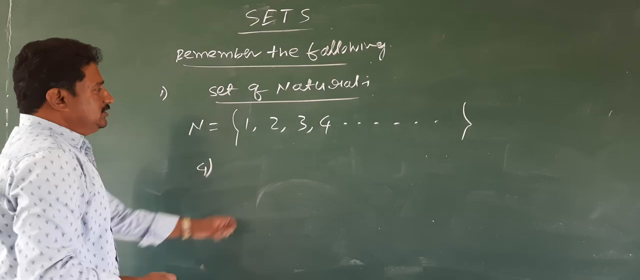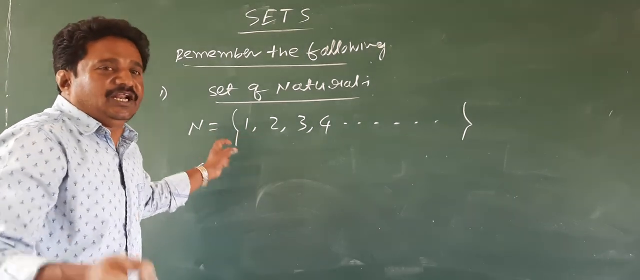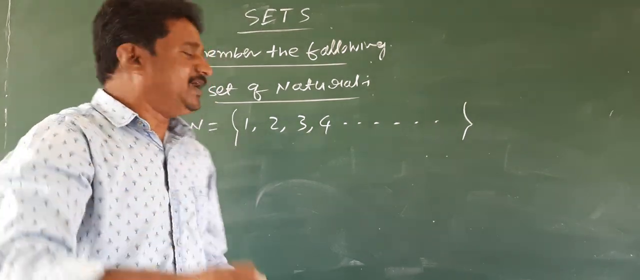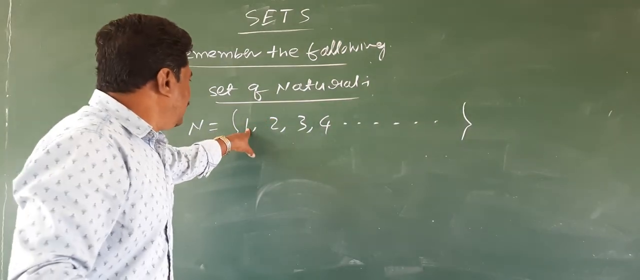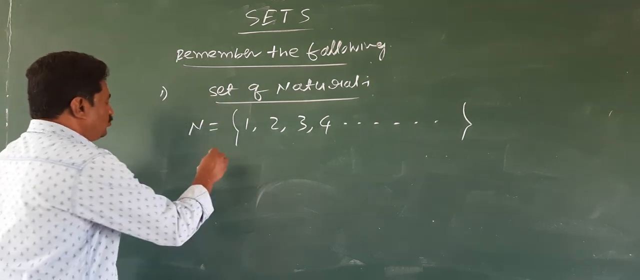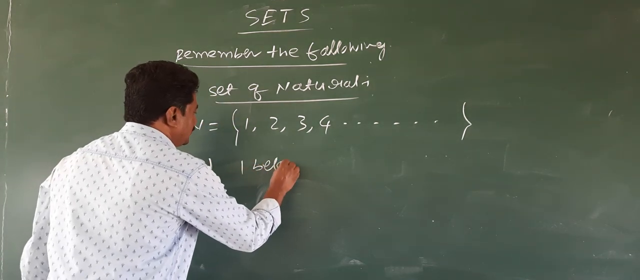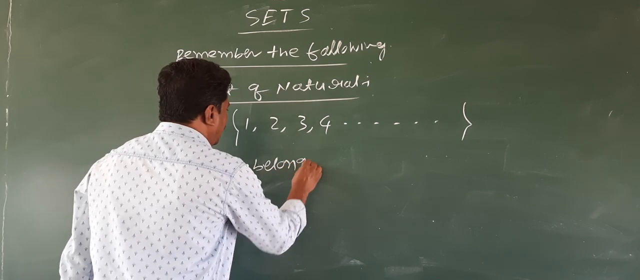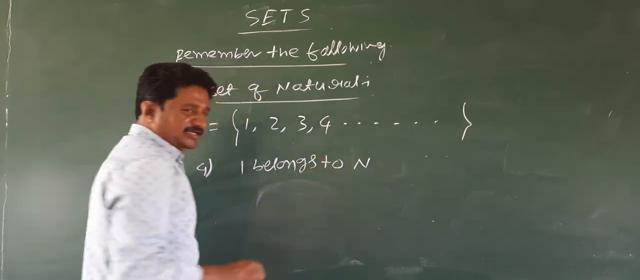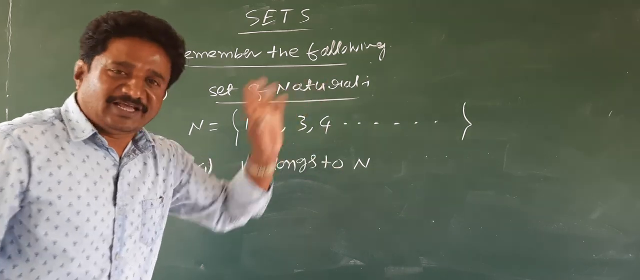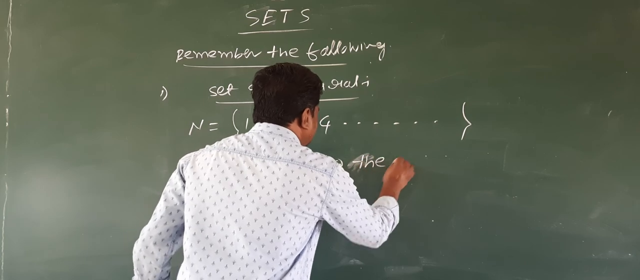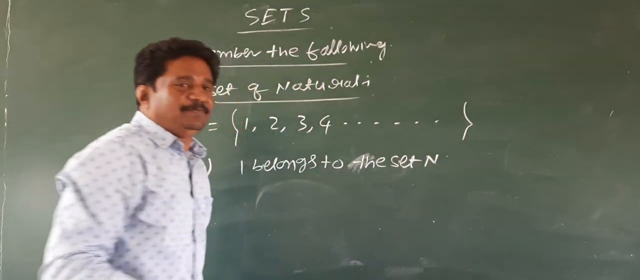Point number 4: another set, element 2. Is this one the number one element of the set? Yes. So, one belongs to N. One belongs to the set N.